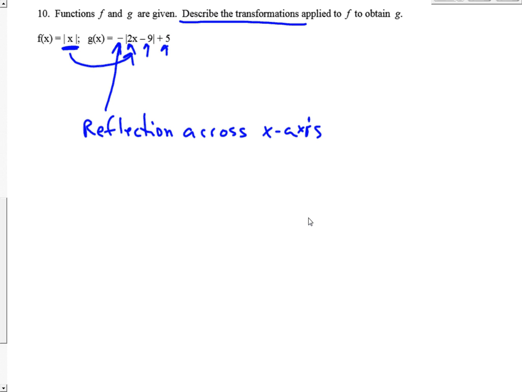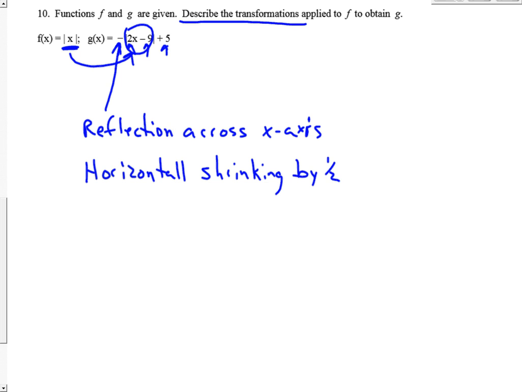That 2 on the inside, and remember, anything on the inside is opposite of what you see. So that 2 on the inside means that you are shrinking this function in a horizontal manner. So we are horizontally shrinking. And on the inside with that number, we always take the reciprocal. And so the reciprocal of 2 is 1/2. So we're horizontally shrinking by 1/2.